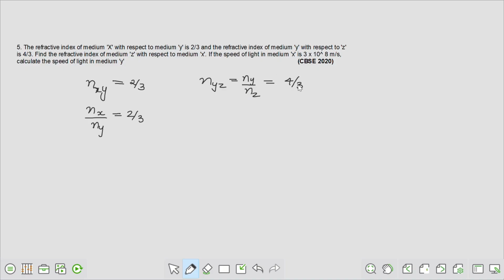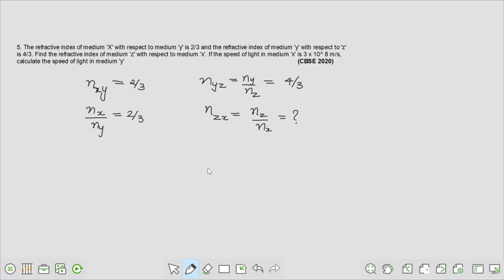Now you have to find the refractive index of medium Z with respect to X. So medium Z with respect to X, you can write it as NZ by NX. So this is what we have to find. So how can we find? Just pause the video, then try it by yourself. Okay, I hope you tried the question and you got the answer.